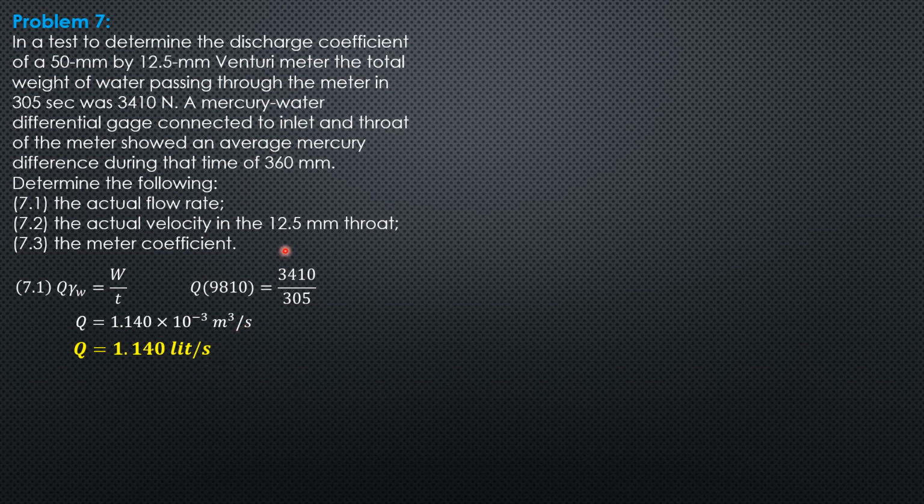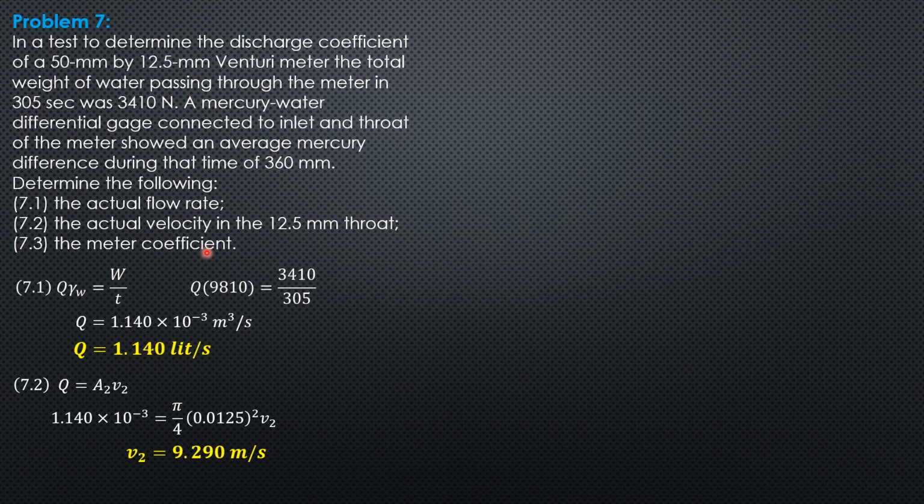The actual velocity in the 12.5 mm throat: actual discharge equals area of the throat times actual velocity at the throat. So substitute 1.140 times 10 to the negative 3 equals pi over 4 quantity 0.0125 squared times actual velocity at the throat. So actual velocity at the throat is 9.290 meters per second. Then the meter coefficient.